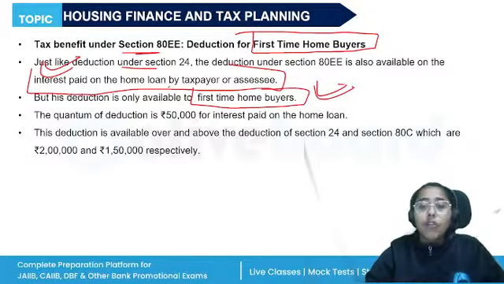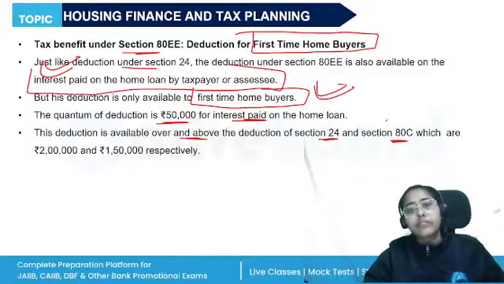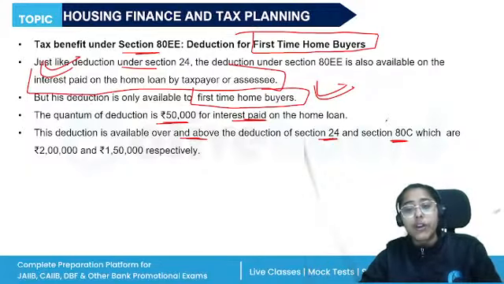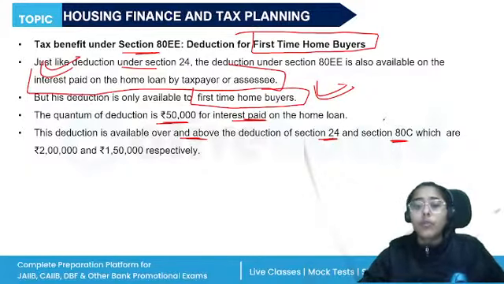The quantum of deduction is rupees 50,000 for the interest paid, and the deduction is available over and above section 24 and section 80C. So it is exclusive, over and above. Whether you have availed your deduction under section 24 of rupees 2 lakhs and under section 80C of rupees 1.5 lakhs, over and above that you will also have this deduction if you are a first time home buyer.